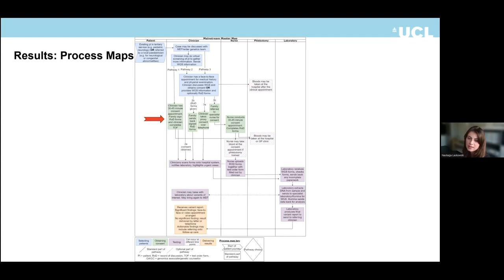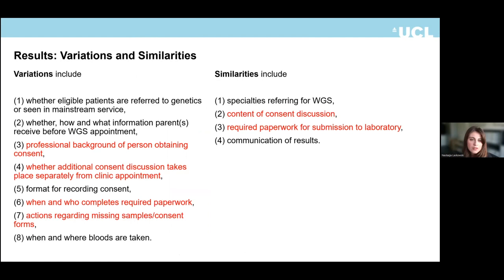Variation is seen at all stages of the process, not just facilitating consent, but those are just the ones I've highlighted in this presentation. Other points of variation included how and when bloods might be taken, or who might fill in the paperwork. So we've got a full list of variations and similarities across departments on this slide. The ones in red I've highlighted as ones of specific interest.